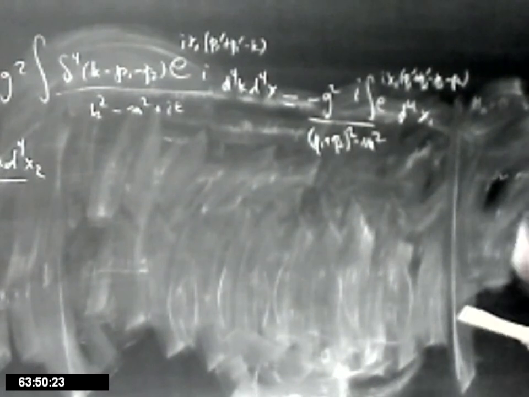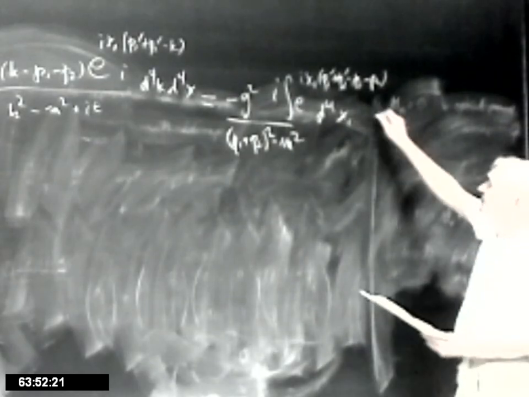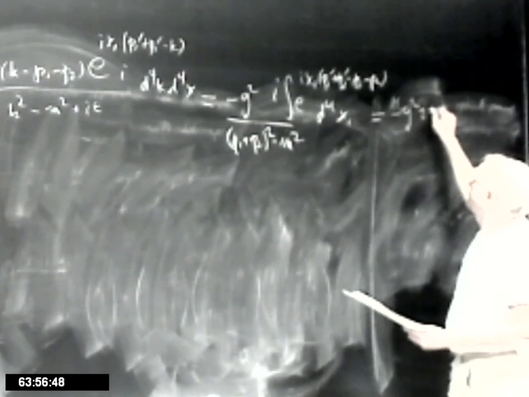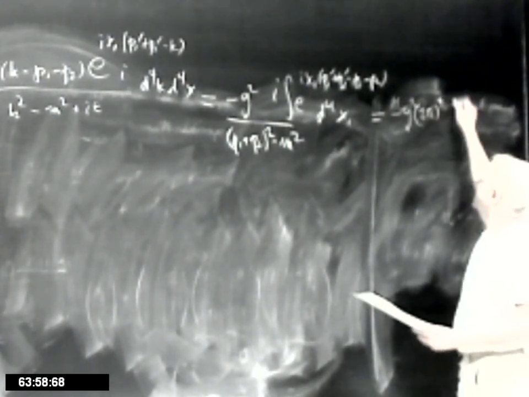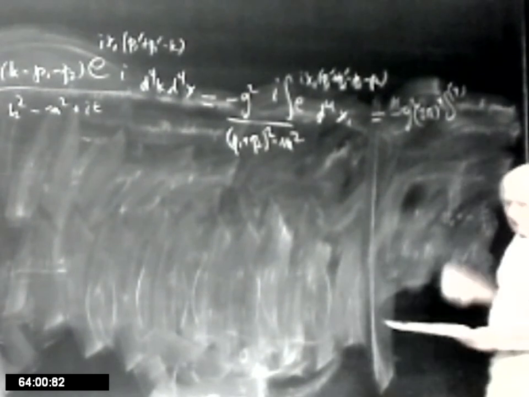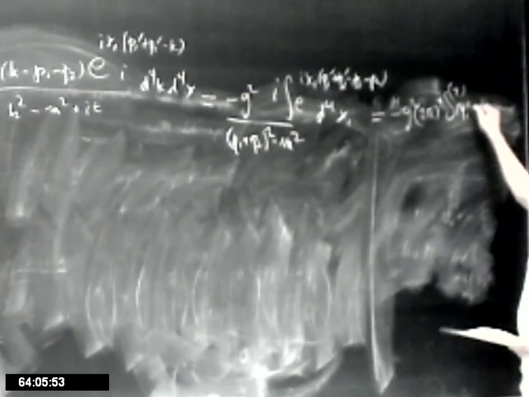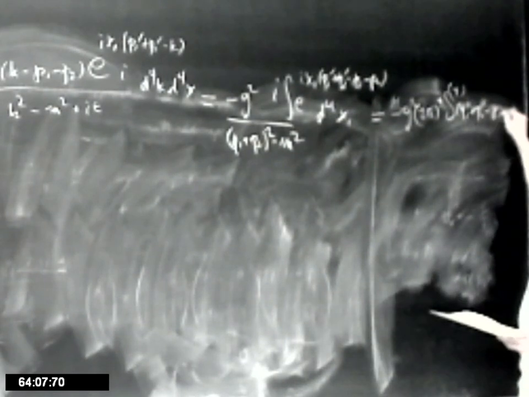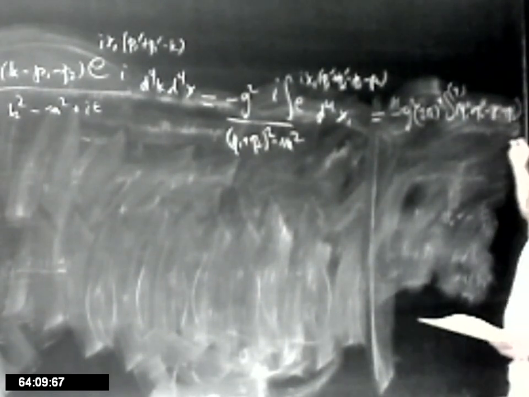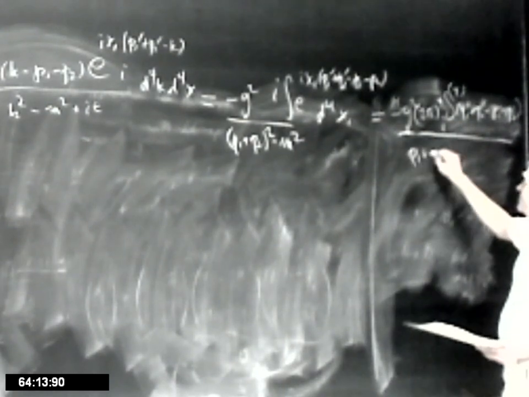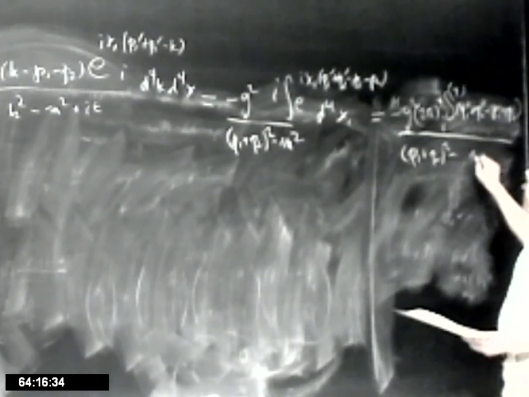And so that gives us minus g squared 2 pi to the 4 delta 4 of total conservation of 4 momentum, so p1 prime plus p2 prime minus p1 minus p2, times i over p1 plus p2 squared minus m squared.